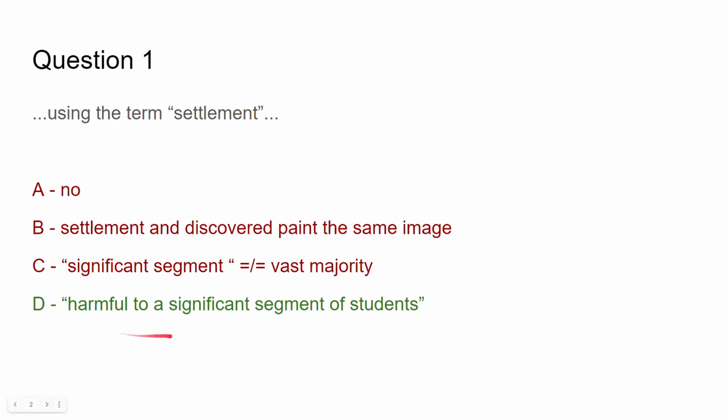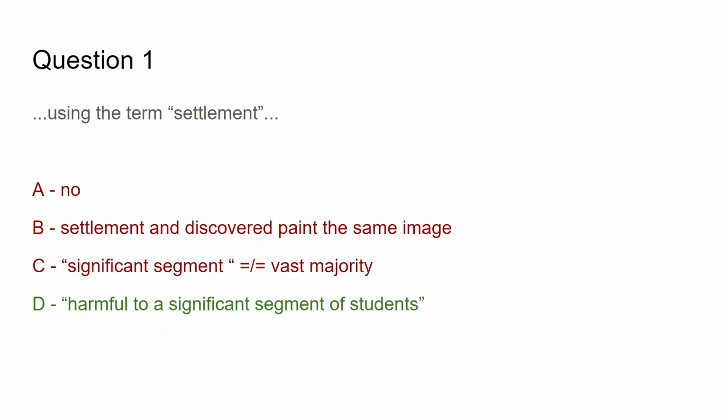And there is this quote in the comment that says harmful to a significant segment of students. So those being Indigenous Australians. So that's just pulled straight from the text. I'll go over the others though. So A says an attempt to provoke social disharmony.